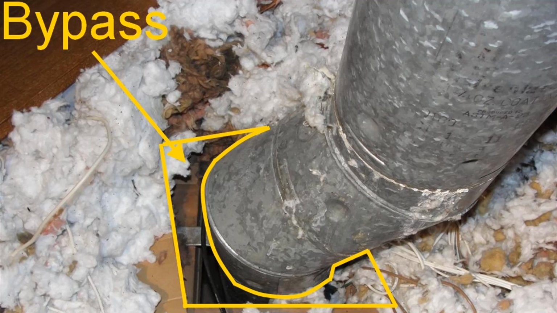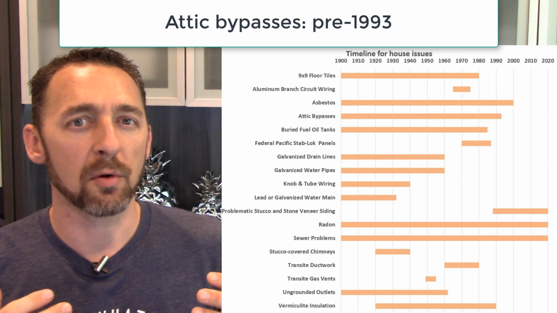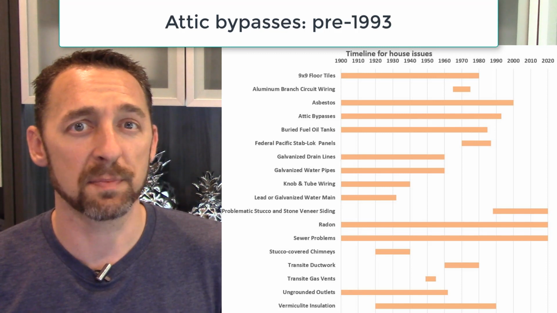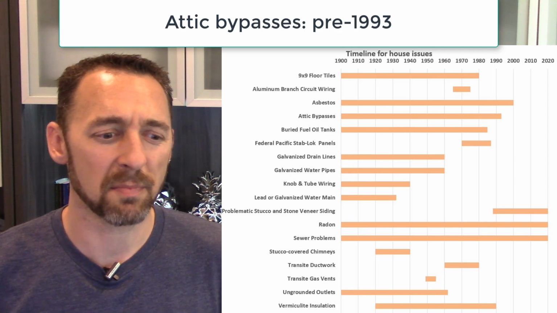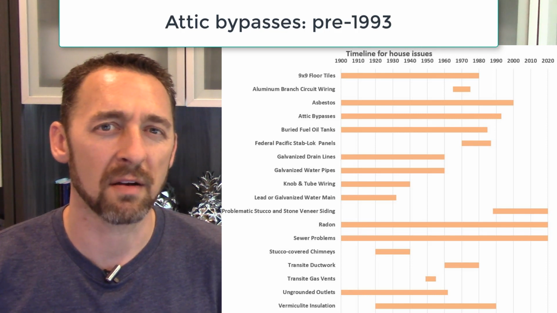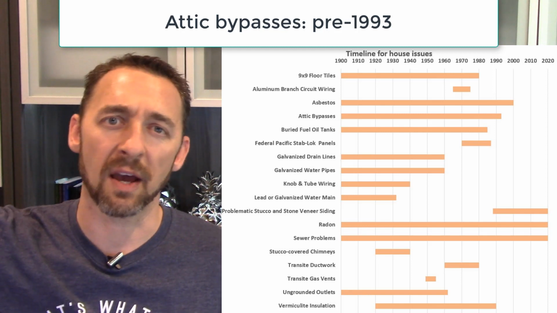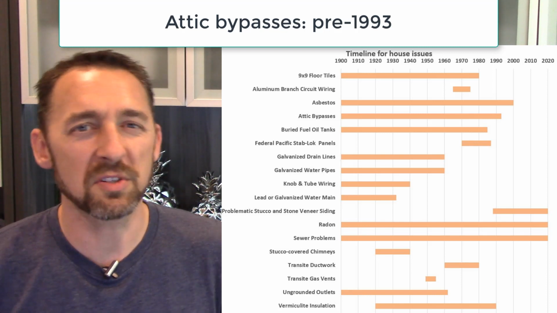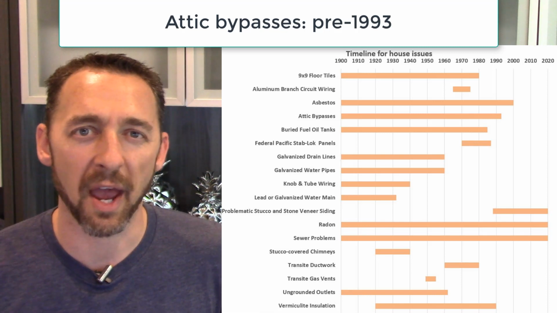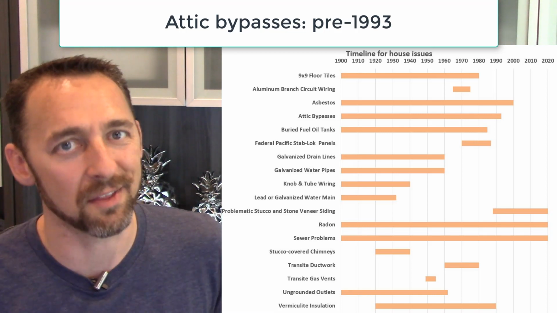Next is attic bypasses. This is a passageway for warm, moist air to get into the attic space. We expect to find those for sure on homes built before about 1993. And that's simply because before then, there was no understanding of what an attic bypass even was. Now, after that time, at least there was an attempt made to fix these. We still find them on all kinds of houses built after 93. But before that time, it was a guarantee that we would find them.